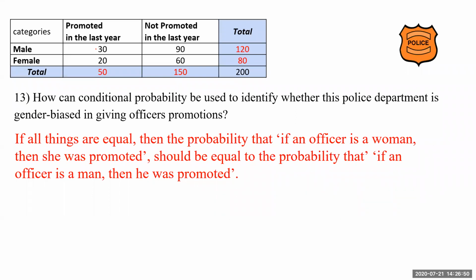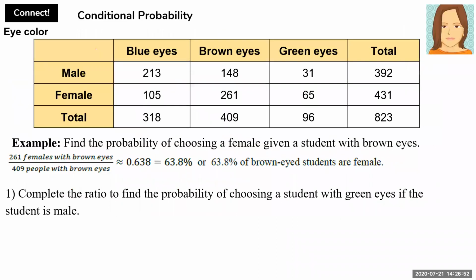Okay, nice. So here we have this table that talks about eye color. We are going to look more at conditional probability: blue eyes, brown eyes, green eyes. Right here, find the probability of choosing a female given a student with brown eyes.